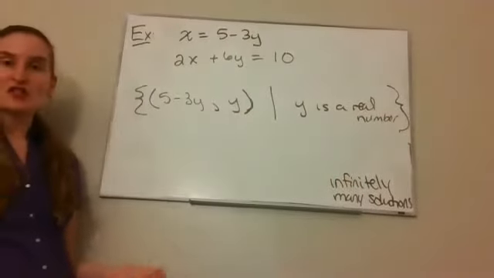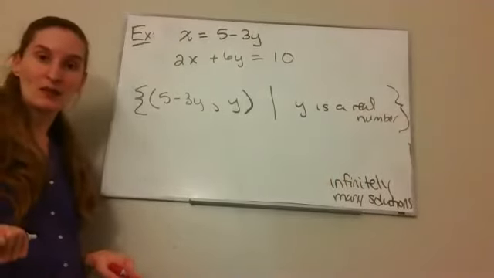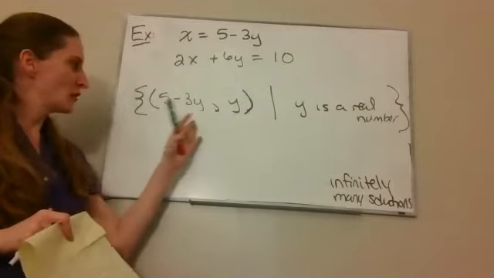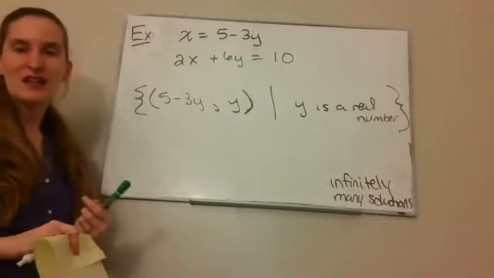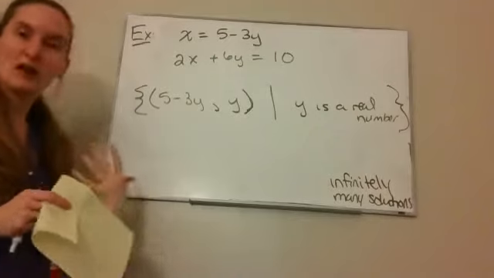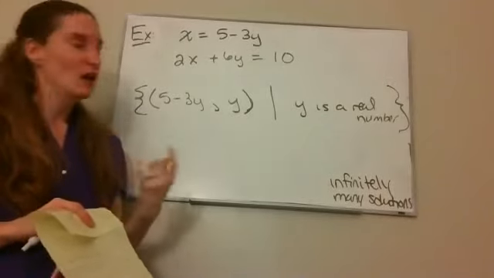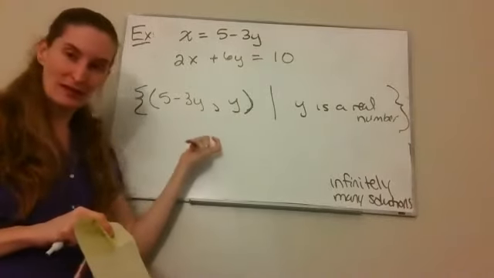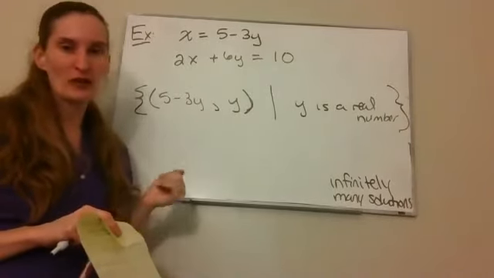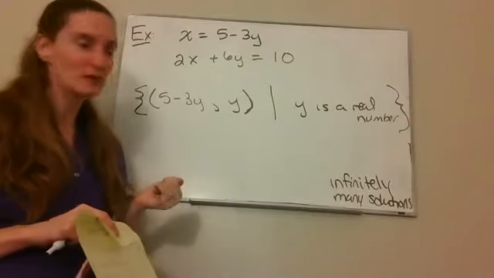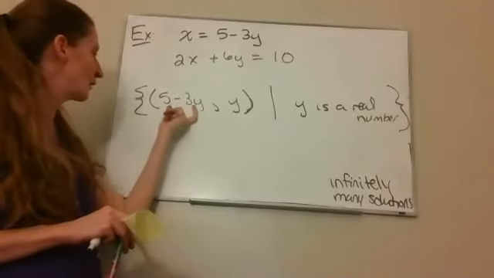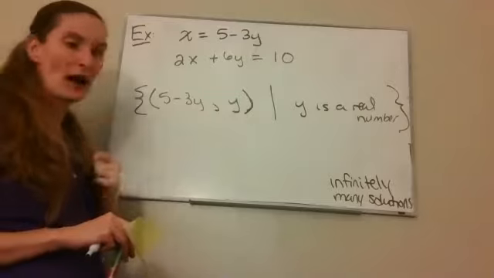So when you have a situation where you have infinitely many solutions, you want to write your ordered pairs kind of like this. You're going to take one of your equations and solve it for one of your variables. Put that info in for that place on the point, and then the other coordinate is just going to be that variable. So I have 5 minus 3y for my x, and just y for my y.